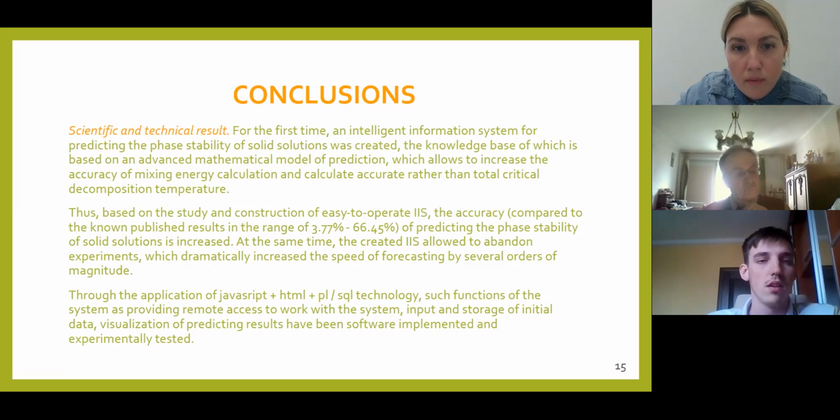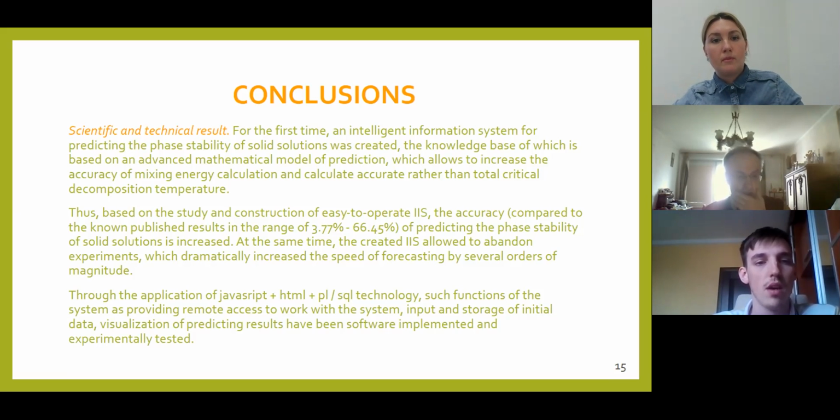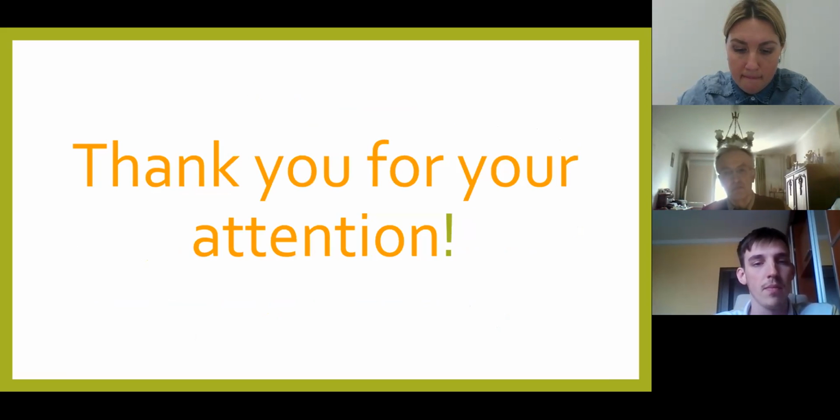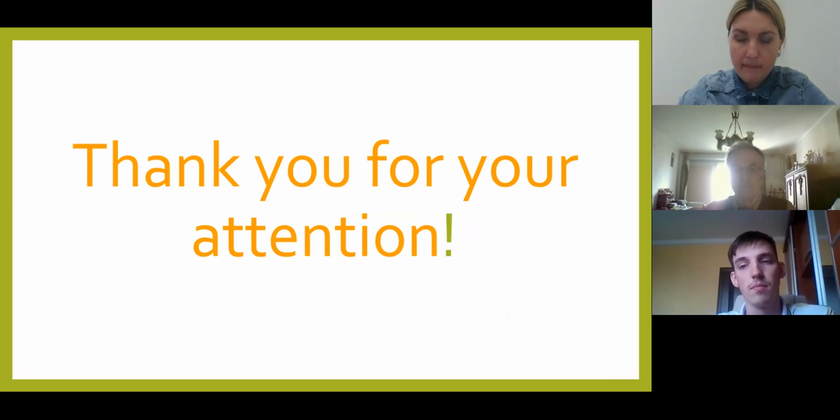Based on the study and construction of an easy-to-operate IIS, the accuracy of predicting the phase stability of solid solutions is increased. At the same time, the created IIS allowed abandoning experiments, which dramatically increases the speed of forecasting by several orders of magnitude. So thank you for your attention.